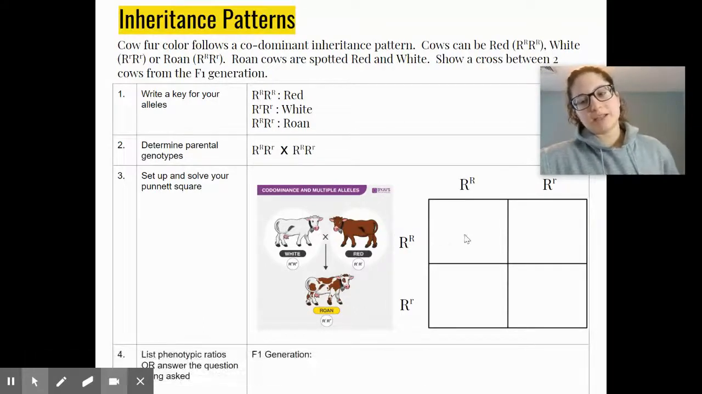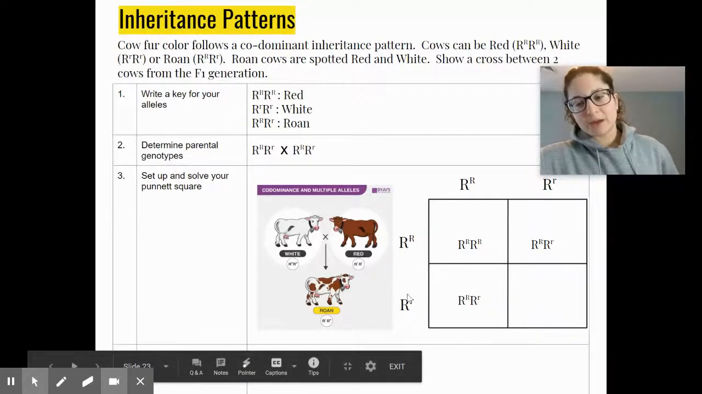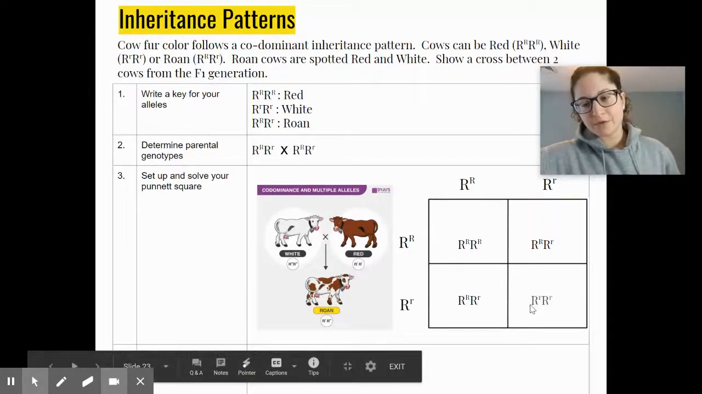So we bring this over here. This gamete comes here for fur color red, fur color red. We take our gamete, bring it over, gamete, bring it down. So we get fur color red, fur color white. We take our gamete here, bring it over, gamete up here, bring it down for fur color red, fur color white. And then in the last box, we take our gamete, bring it over, gamete, bring it down for fur color white, fur color white.